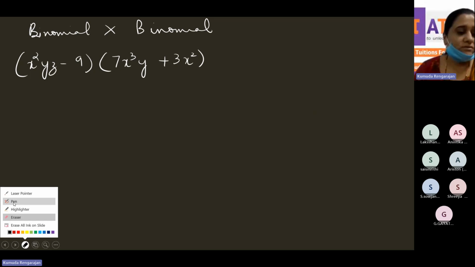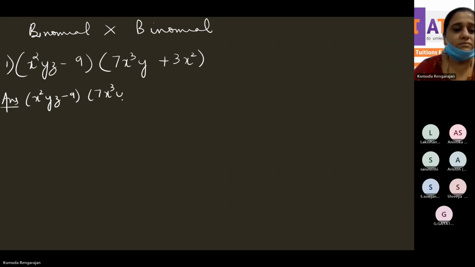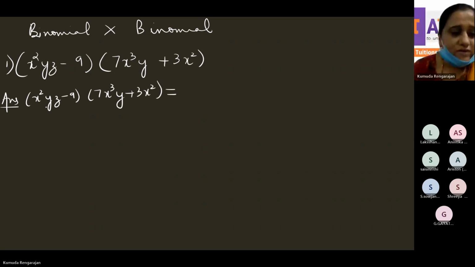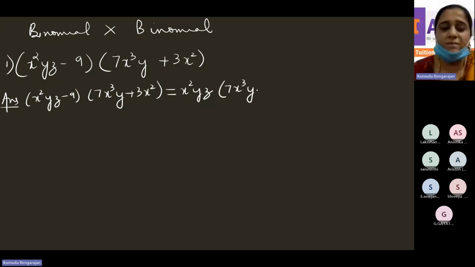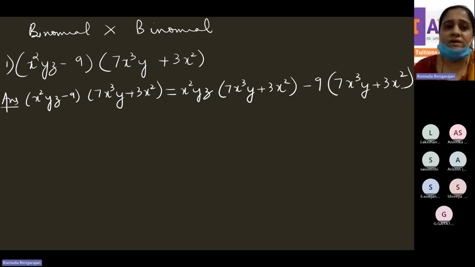Okay, now how do we do this? So if this is the question, in the solution, start off by writing what is given to you. All right, is equal to. Write the first term in the first bracket, x squared yz, multiplied with the second bracket, 7x cubed y plus 3x squared. Then write the second term in the first bracket, minus 9, along with the sign. And multiply that also with the second bracket, 7x cubed y plus 3x squared. That's it. If you can write this, you can complete it correctly.